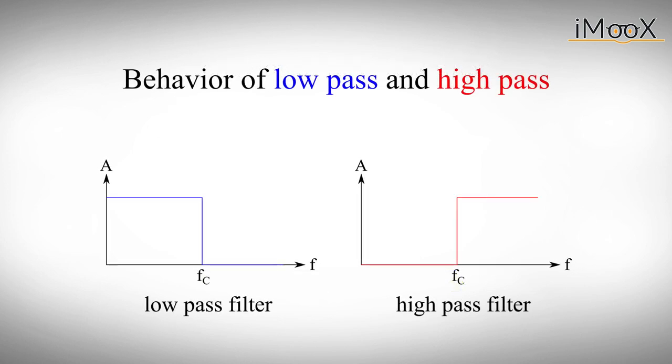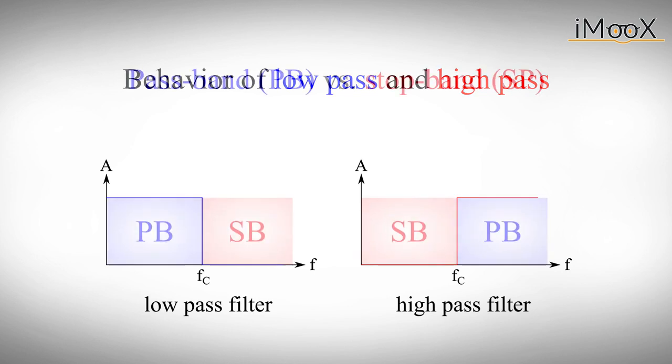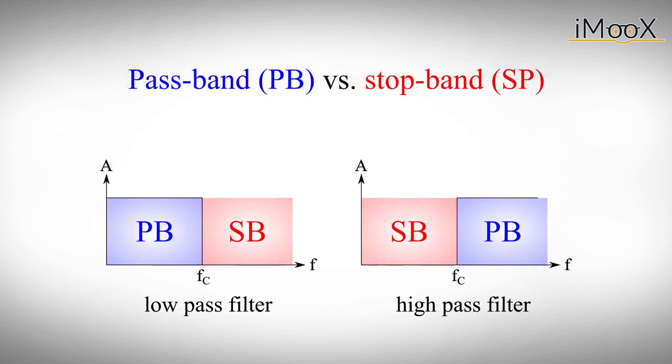The high-pass filter will do just the opposite. It will remove all low-frequency AC signals until the corner frequency Fc is reached, while all signals with frequencies higher than Fc will pass through unaffected. We call those areas where AC signals can pass through the pass band, and those where AC signals are stopped, the stop band.